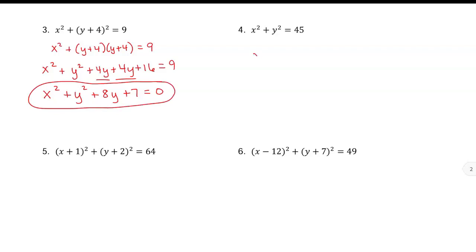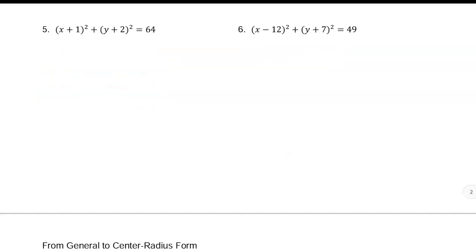The answer for number 4 is just x squared plus y squared minus 45 equals 0. That one is in general form now. Please try 5 and 6. Turn the video off, work on 5 and 6, and then turn the video back on to check your answer.